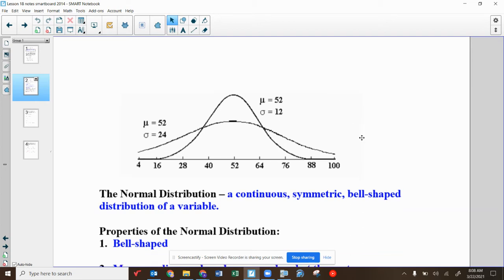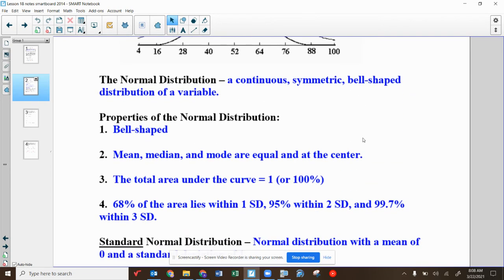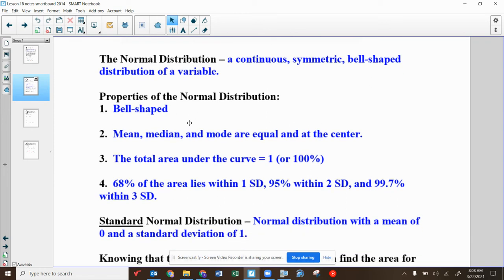So pieces of your distribution that will be true is your curve will be bell-shaped. If it's truly a normal distribution, and most things in life aren't exactly normal distribution, they're close, but if it's a true normal distribution, the mean, median, mode should be equal, and it should be in the middle of your graph. This is the big one here for us. Total area under a curve is going to be 100%.